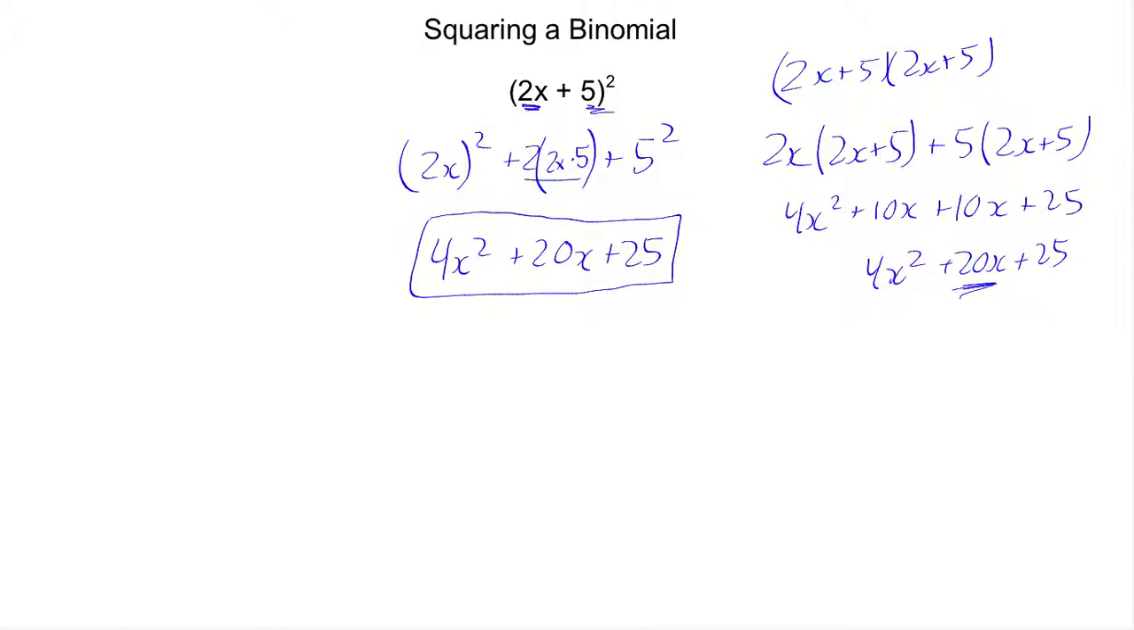The general formula for this would be if I have a plus b squared, this equals a squared plus 2 times a times b plus b squared. In this example here, the a is 2x, the b is 5. So a nice little trick to help you multiply this out, so you can do this in a matter of seconds as opposed to working this out.